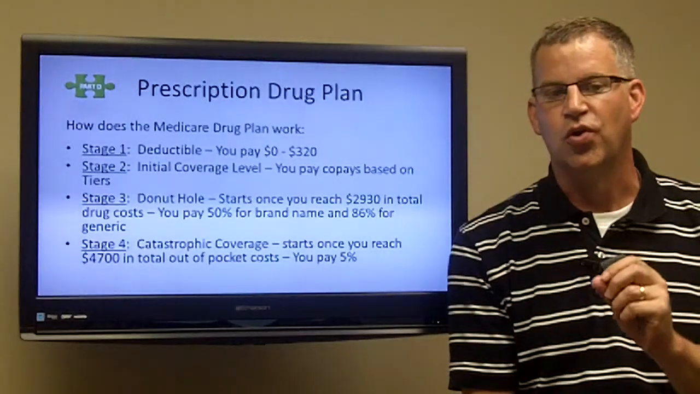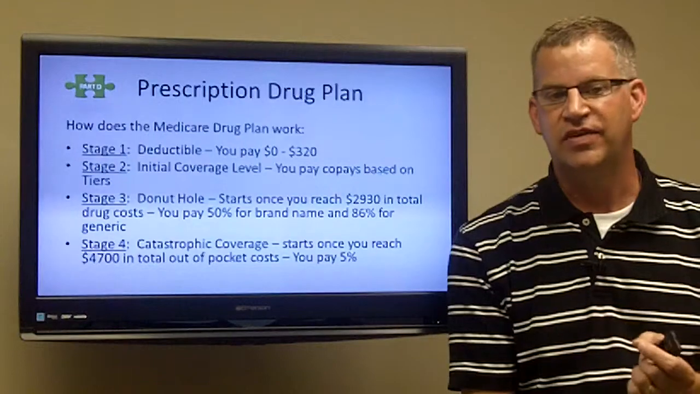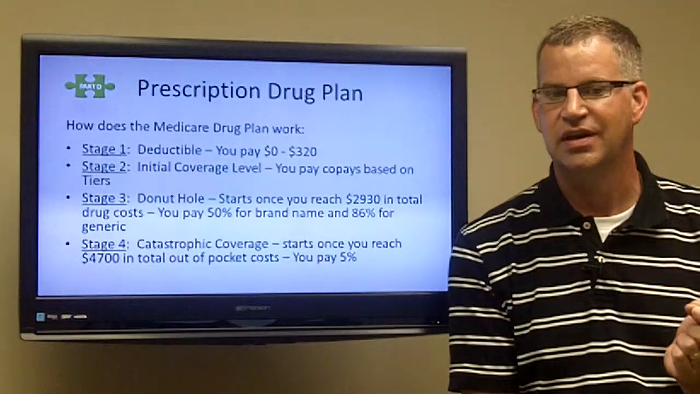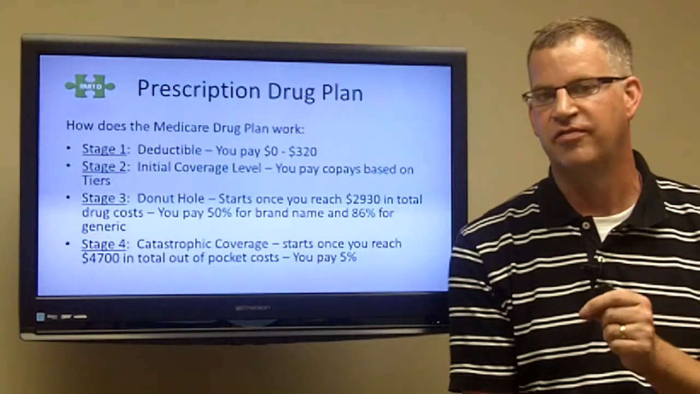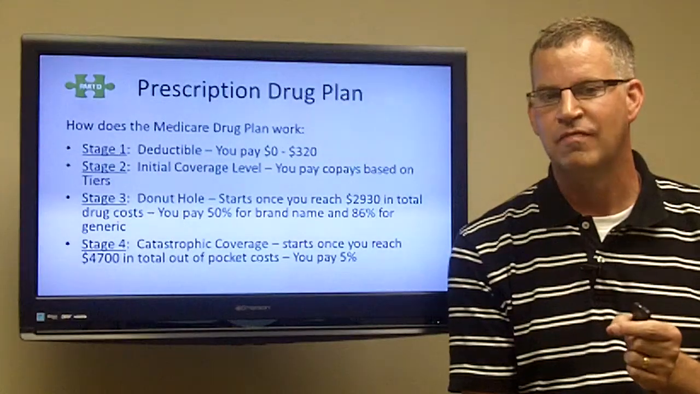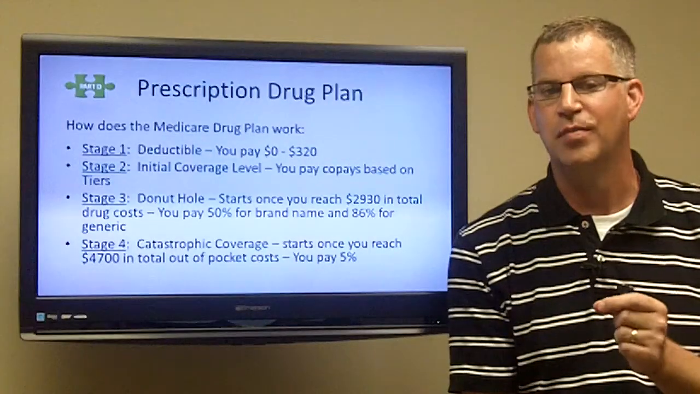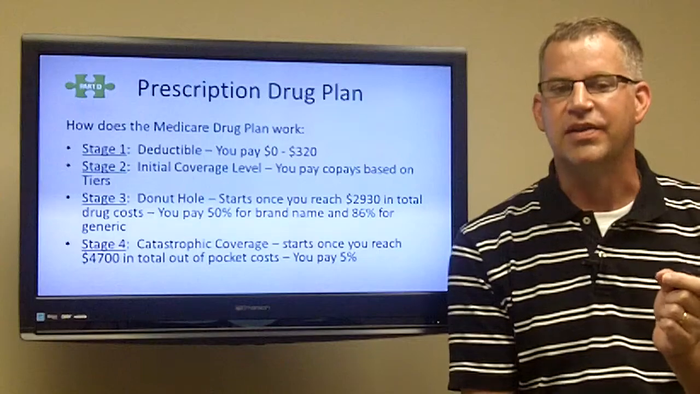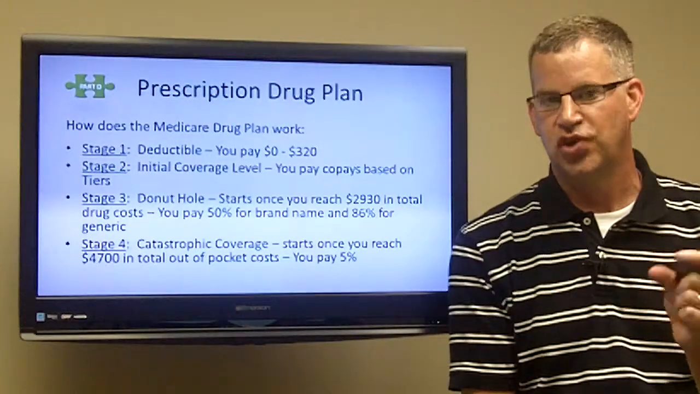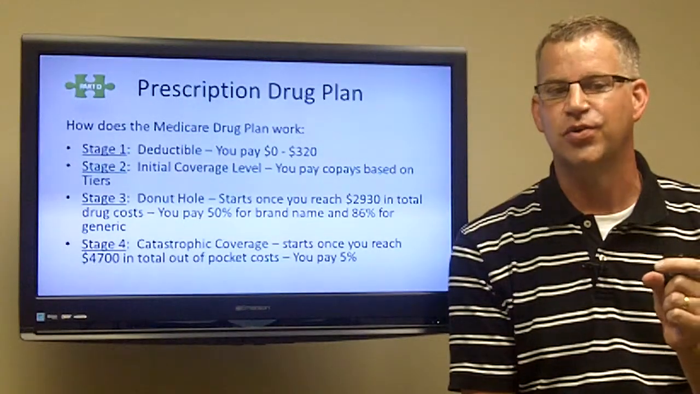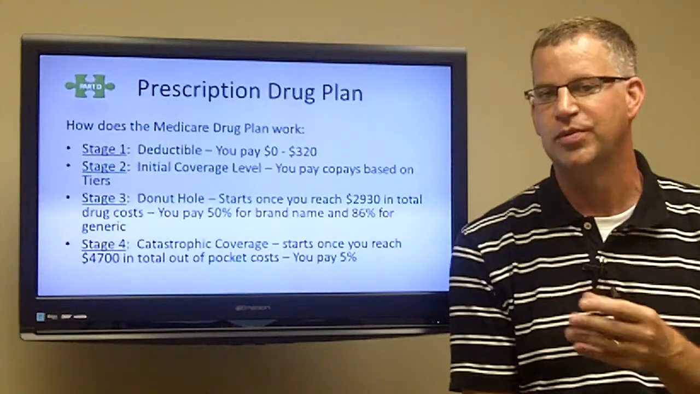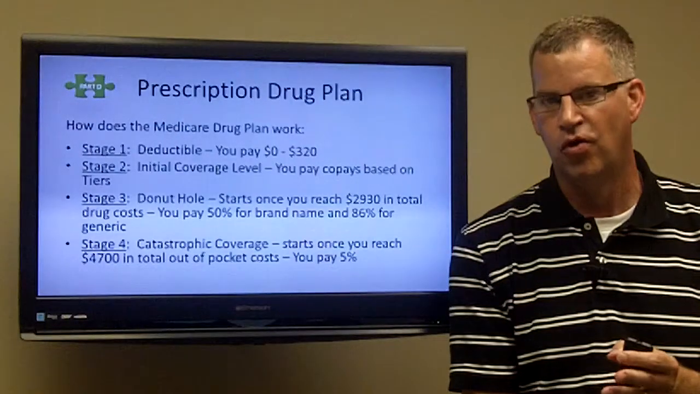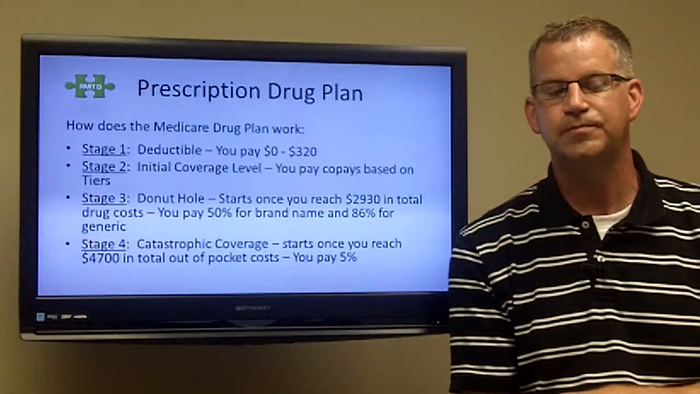While you're in the donut hole, you will pay 50% of the full cost for any of your brand name medications, and you'll pay 86% of the full cost for any generics. Prior to the healthcare reform, you used to pay 100% in that coverage gap, but the healthcare reform is going to shrink that gap all the way down to where it's a 75-25. You'd only be responsible for 25%, but that won't occur in full until the year 2020.